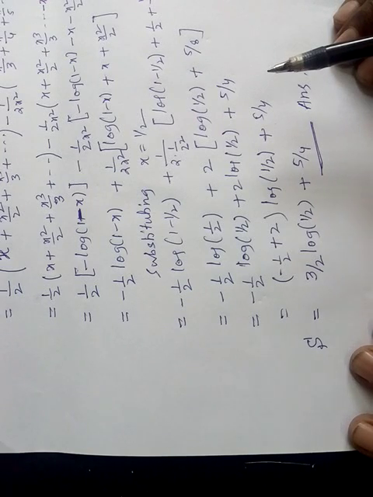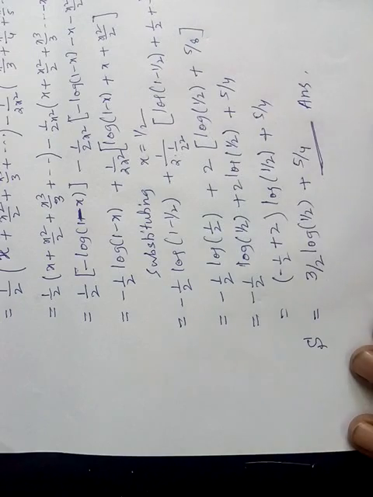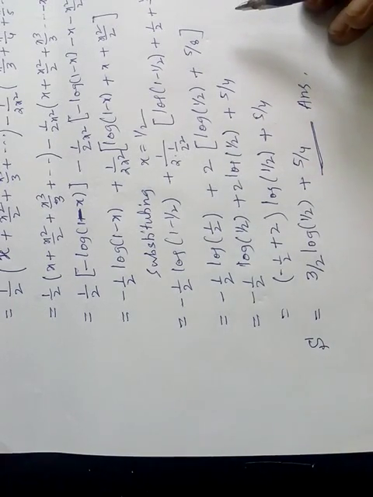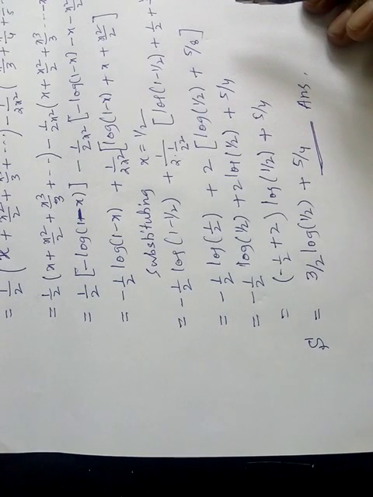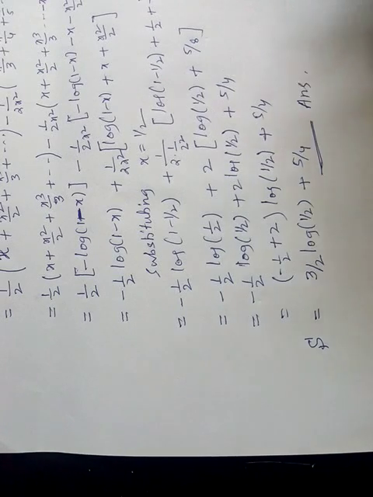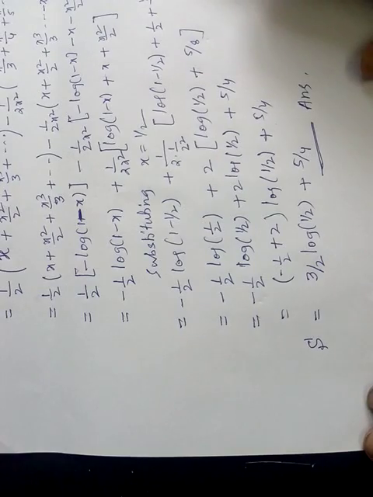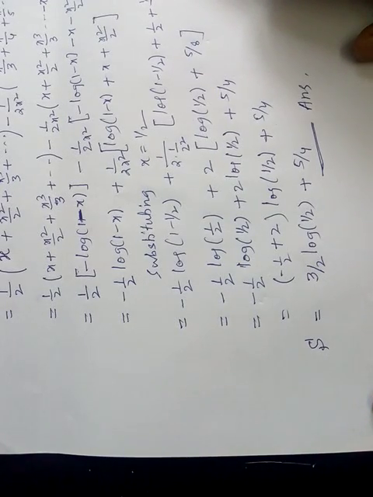If it does not contain all the terms, by adding and subtracting you have to convert the given series to standard form. After converting the given series to standard form you can use the logarithmic series formula. So using the logarithmic series formula you can write the sum. So this is the procedure to find the sum of the logarithmic series.